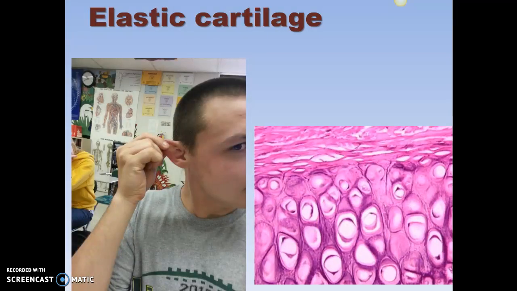Elastic cartilage. Yeah, see that ear? Yoda stretching out. And that's what it looks like under a microscope. Kind of looks like little faces again, but they're spooky looking faces now. They're not cute.